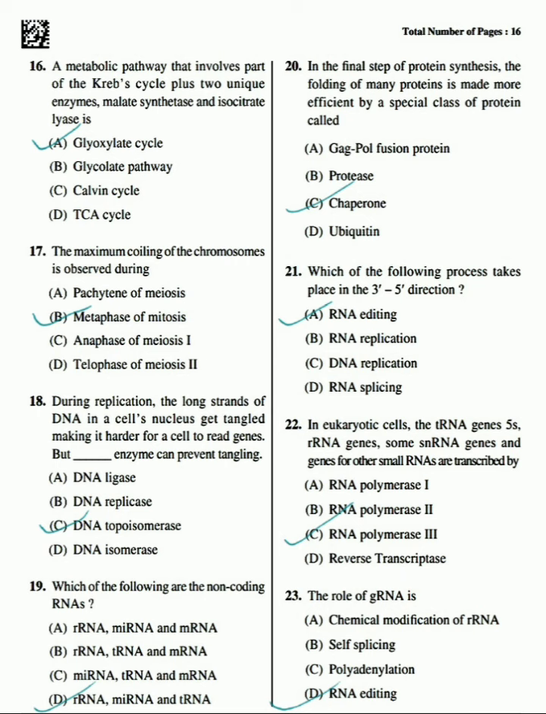Next, which of the following are the non-coding RNAs? Option A, rRNA, microRNA, messenger RNA. Option B, rRNA, tRNA, mRNA. Option C, miRNA, tRNA, mRNA.